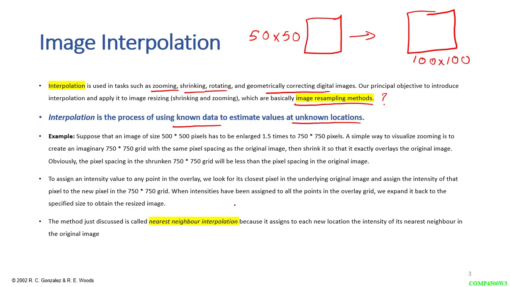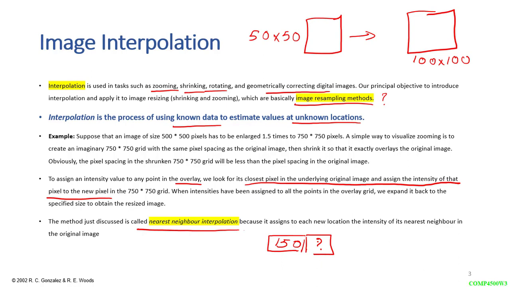The first method is called nearest neighbor interpolation. In this method, we assign an intensity to a point in the overlay, which is the new or unknown spaces of the new image. We look at the closest pixel in the underlying original image and assign the intensity of that pixel to the new image. So we check our nearest neighbor. Let's say our nearest neighbor has an intensity value of 150. This is the pixel in question, so we are going to assign 150 to this pixel.